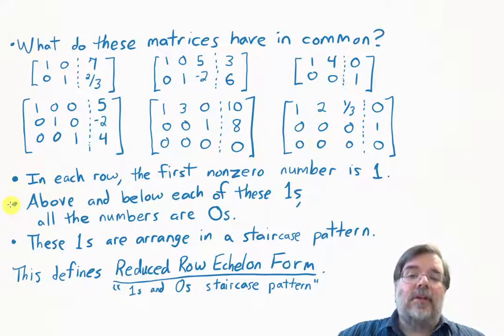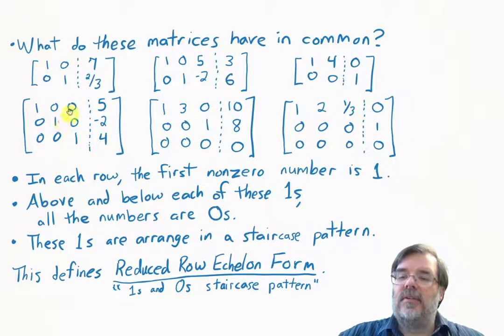Additionally, above and below each of these ones, the ones that are the first numbers in each row, it's always zeros above and below the ones. Zeros make the equations a lot simpler. That's why it's called reduced echelon form. We're trying to make these numbers as simple as possible. Can't get much simpler than zeros and ones. So that's our next condition, that above and below every one, there are zeros. There might still be numbers which are not zero, this 3, but that's okay, because that's not one of the leading ones in a row.